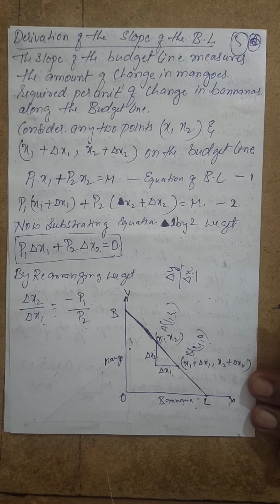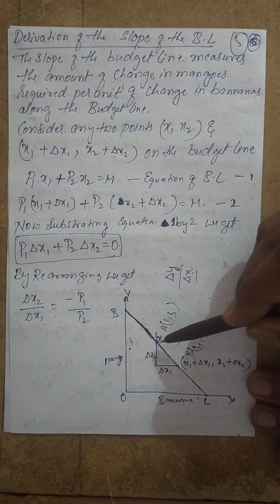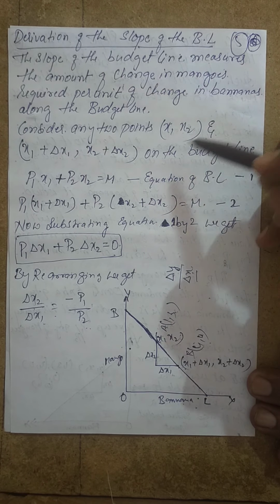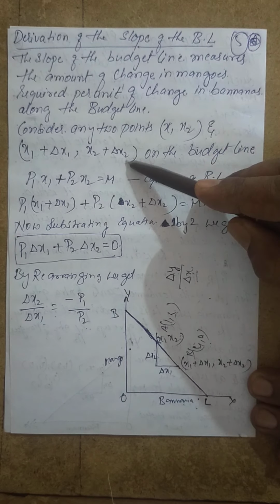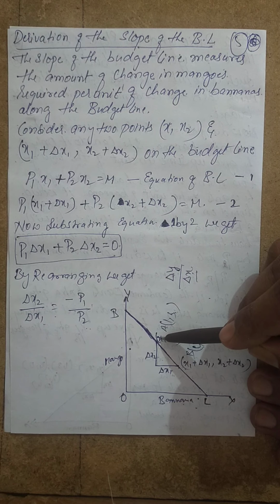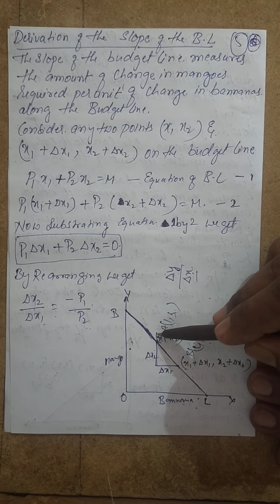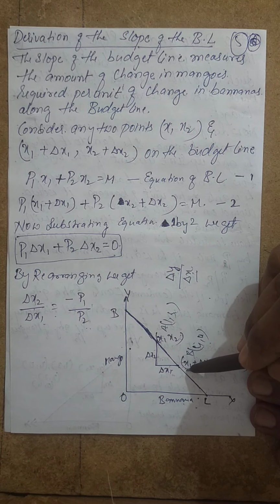According to the derivation of the slope of the budget line, they are considering two particular points, with x1 and x2 at point A. Delta x1 and delta x2 are the changes in the two goods. At point A you consider x1 and x2 as goods, and at point B also x1 and x2 on both sides. Here also x1, x2, and here also x1, x2. If you consider the two points, you have to see the changes at the two points as well.